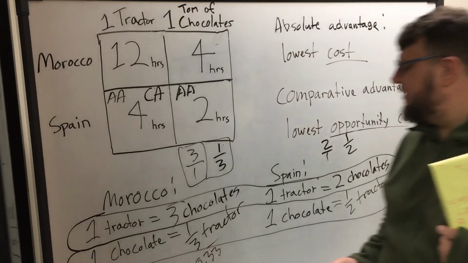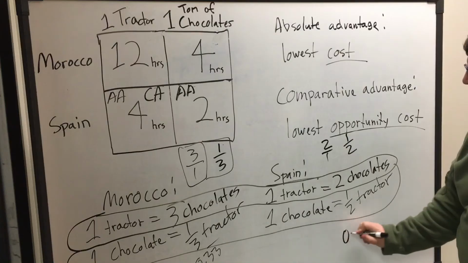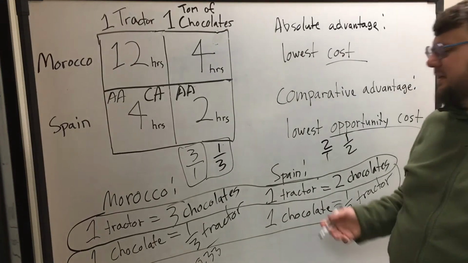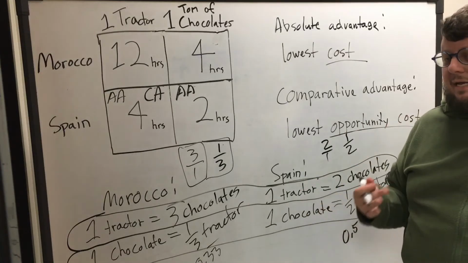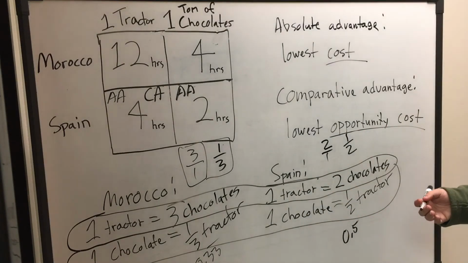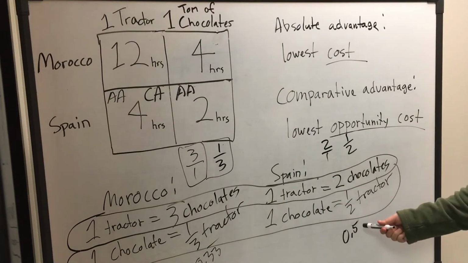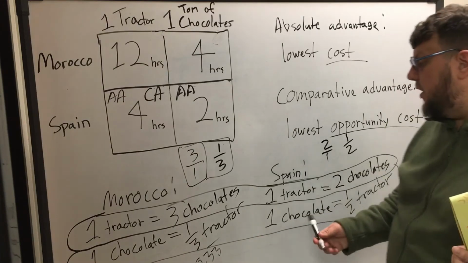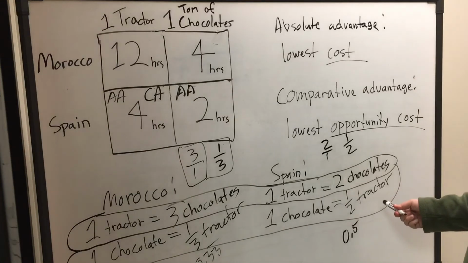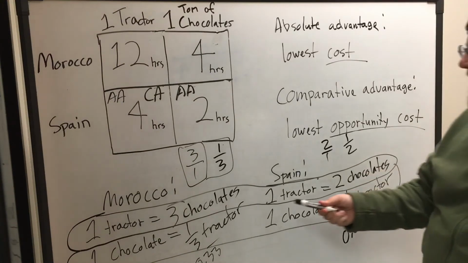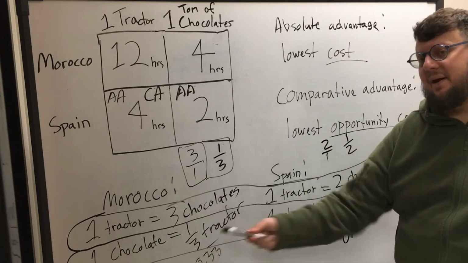This one will come out to 0.33 repeating. This one will come out to 0.5. That way you can kind of see what's cheaper if fractions confuse you. Just a little trick I tell students to do when they don't like fractions. Well, you can easily see from the decimal, or if you just know it, you know that 1/3 of a tractor is less than 1/2 of a tractor. So if you're going to purchase chocolate, this one is the cheaper way to go when comparing the other good.